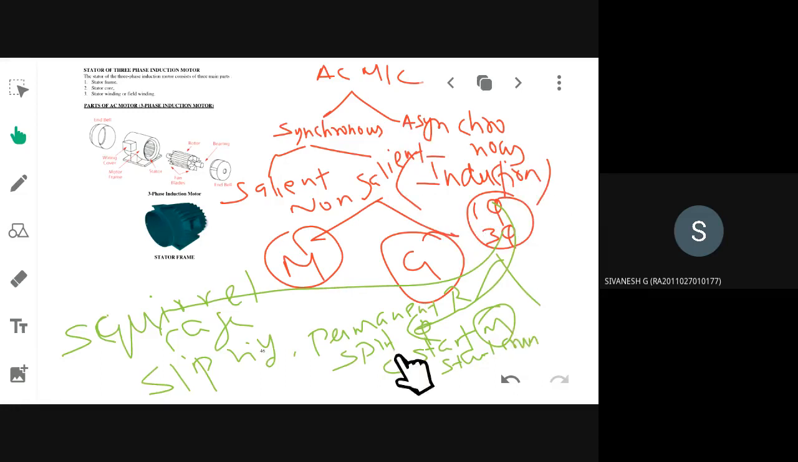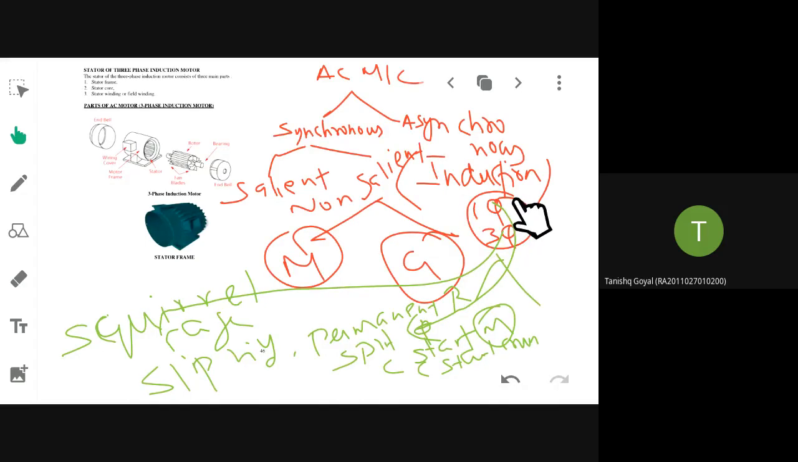Okay, and three-phase induction motor, how can you do the classification for three-phase induction motor? Squirrel cage and slip ring. And in the same fashion, suppose you look at the ceiling fan. Do you have a motor or no motor? Motor is there. What motor? Single phase induction motor.